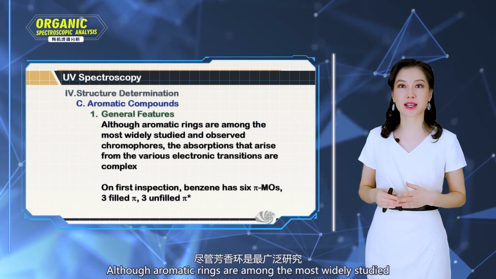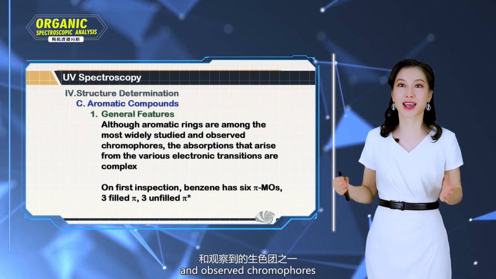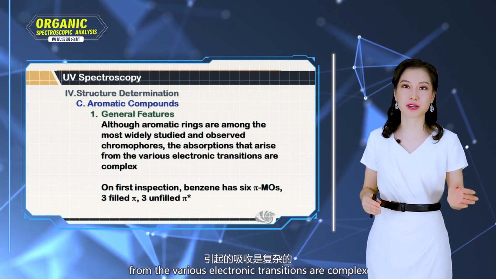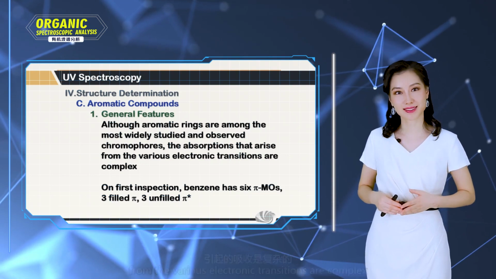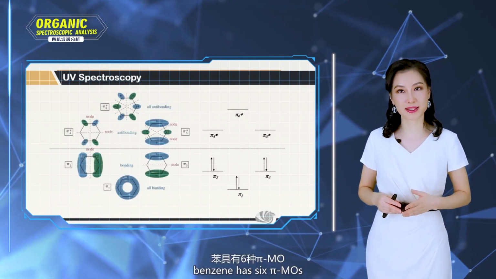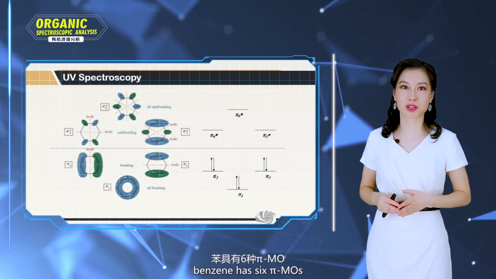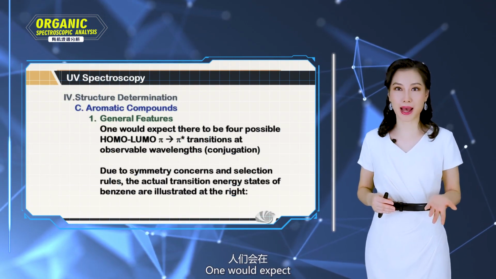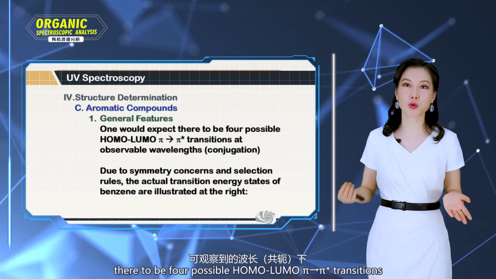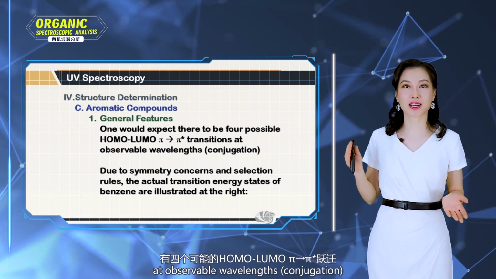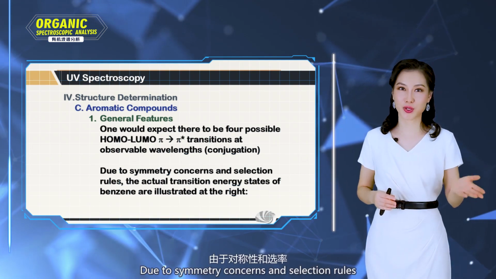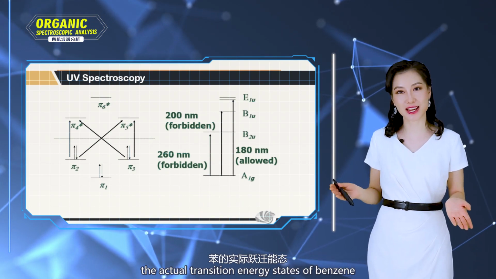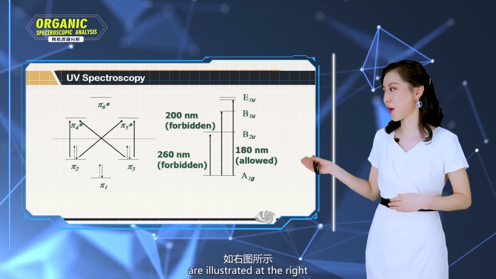Although aromatic rings are among the most widely studied and observed chromophores, the absorptions that arise from the various electronic transitions are complex. On first inspection, benzene has 6 pi molecular orbitals, 3 filled pi and 3 unfilled pi star orbitals. One would expect there to be 4 possible HOMO to LUMO pi to pi star transitions at observable wavelengths. Due to symmetry concerns and selection rules, the actual transition energy states of benzene are illustrated at the right.